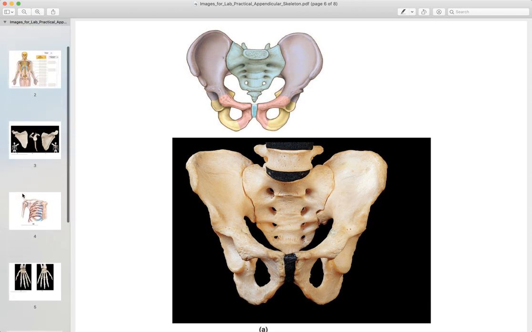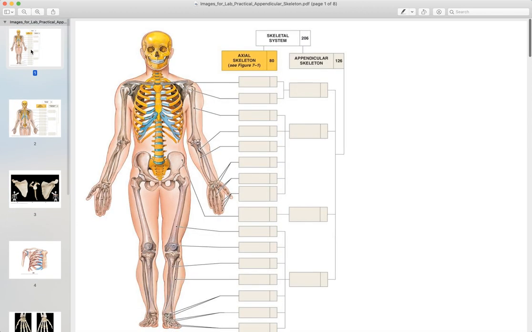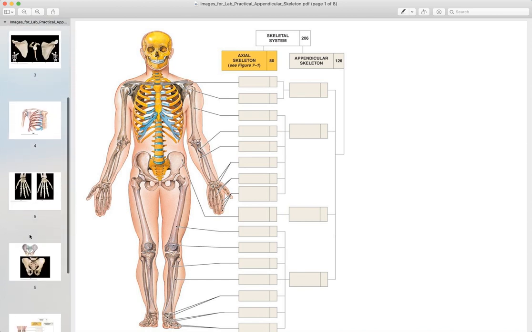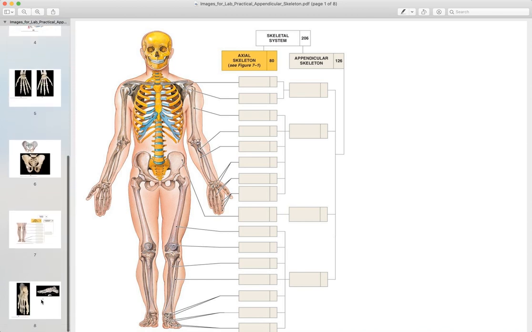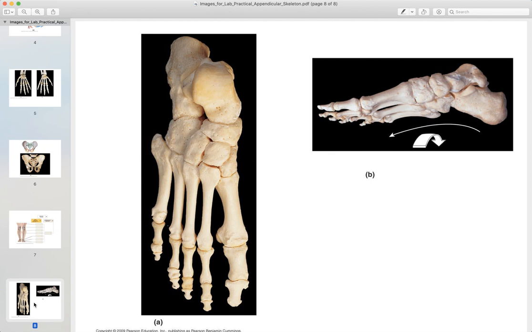So we'll change slides. Okay, so there's the femur, which is right here, and then the tibia, the shin bone right here, and the fibula, which is this outer bone here. Okay, now we'll go to the feet. There we go.